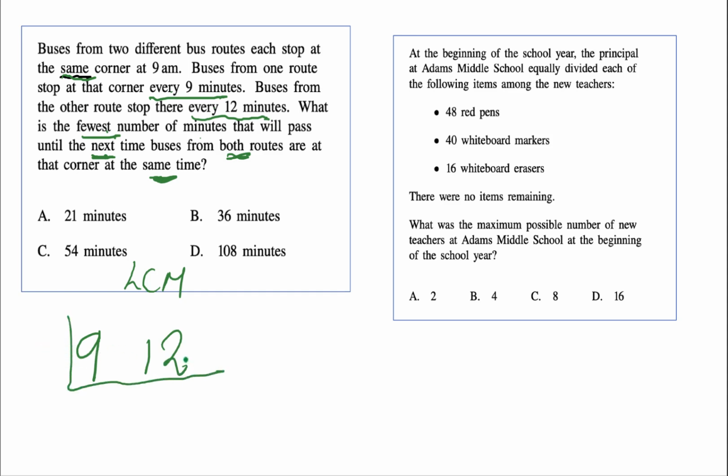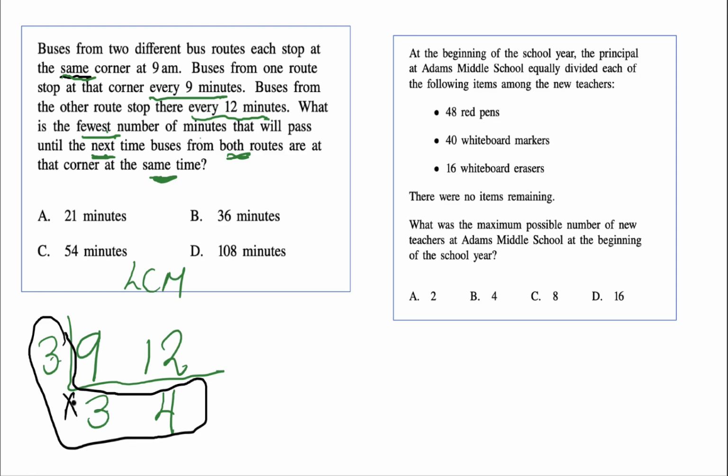The smallest number to divide 9 and 12 is 3. 3 goes into 9 3 times. 3 goes into 12 4 times. 3 and 4, the only number to divide them evenly is 1. So we're finished. We're going to make our L because we're doing LCM. So we're doing 3 times 3 is 9. 9 times 4, 36. So our answer is B.